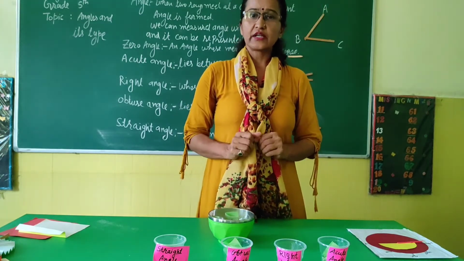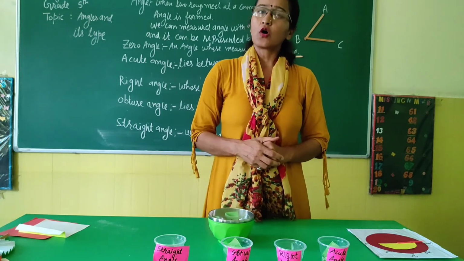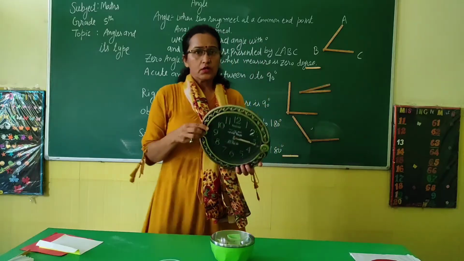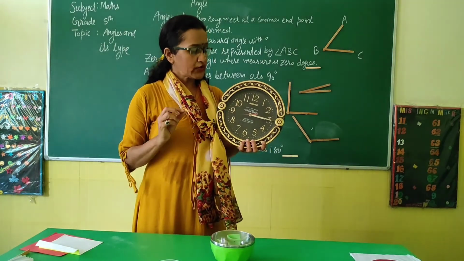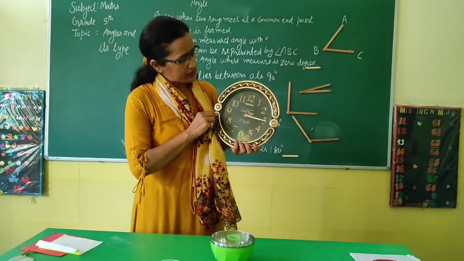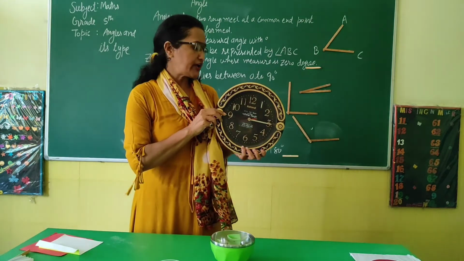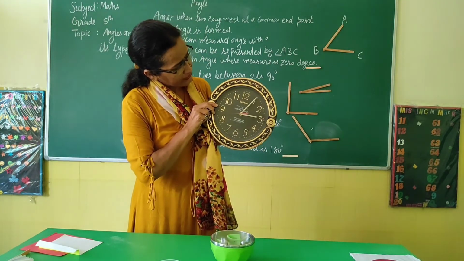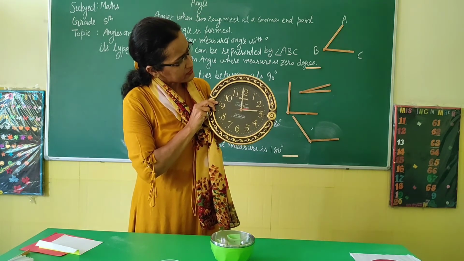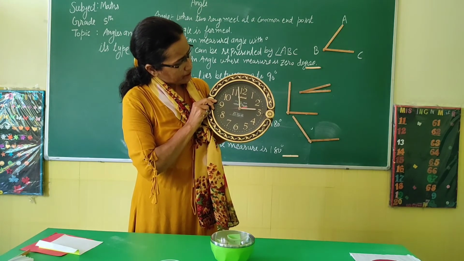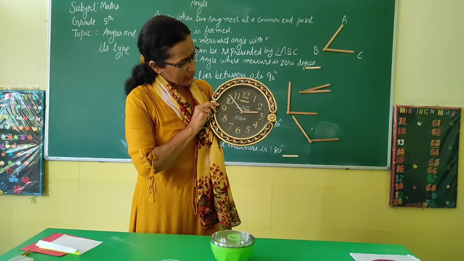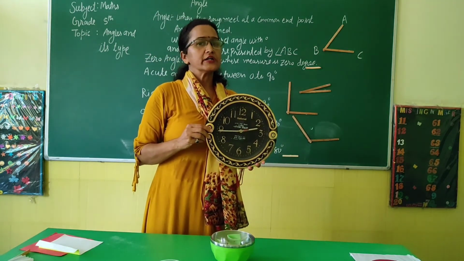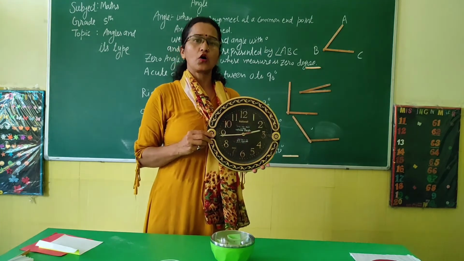So this is another activity. With the help of a clock, we can measure different types of angles. With the help of this clock, students can identify different angles. Now this is a 0-degree angle. When we move, now this is an acute angle. And this is a right angle. And this is an obtuse angle. And this is a straight angle. These are the real life examples of angles.